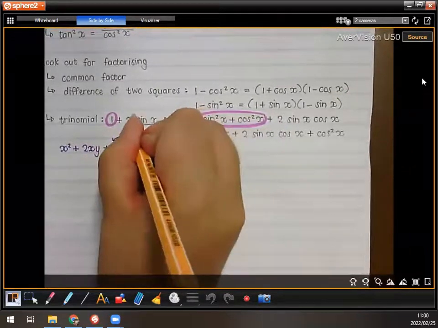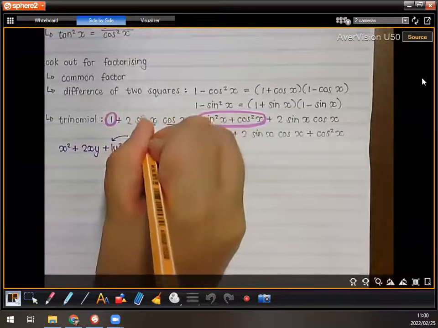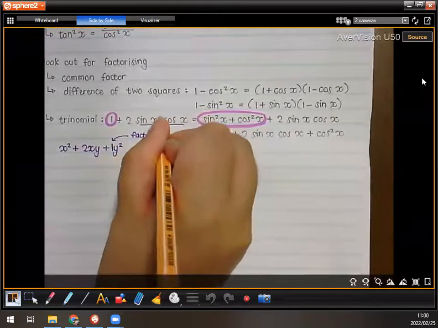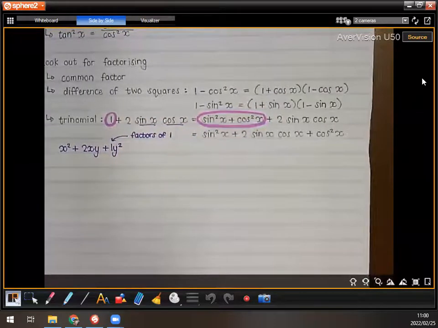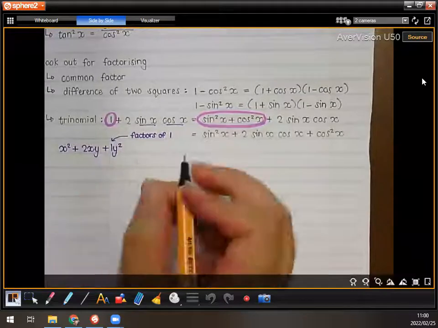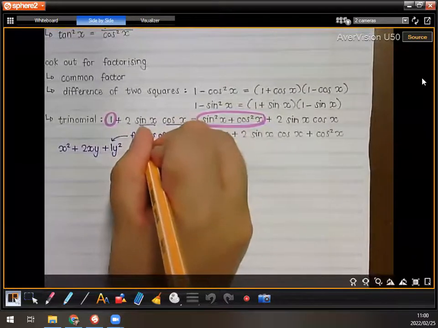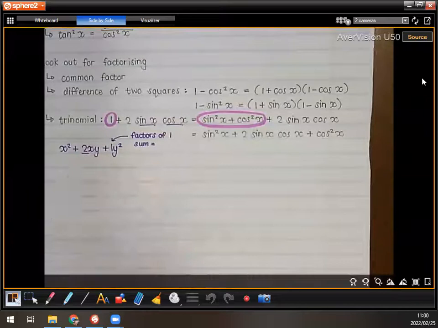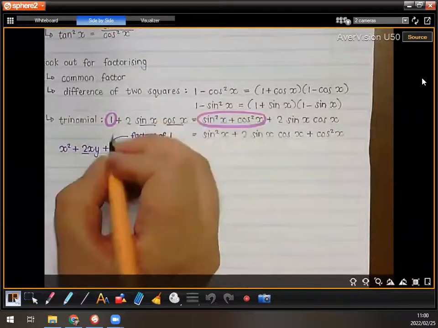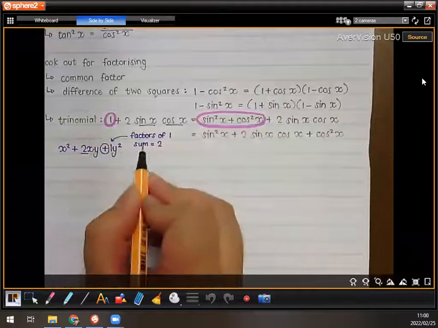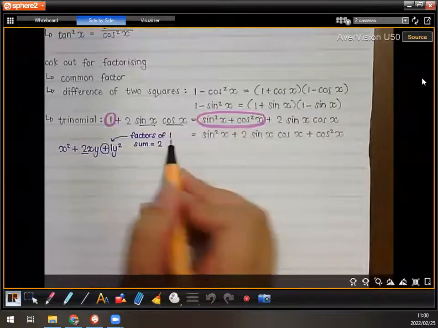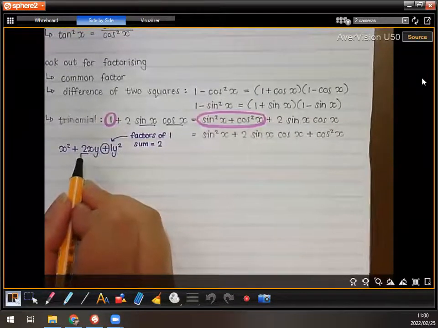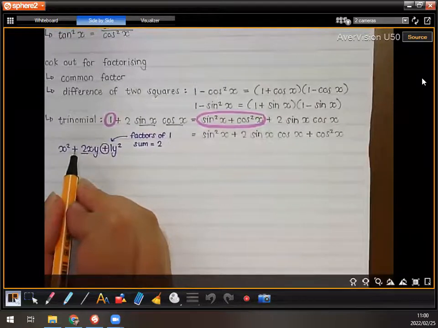We say that we are looking for factors of 1, and that's positive 1. So the sum of those factors must equal the coefficient of the middle term, the term that has both of those variables attached to it. So 2 in this case. Because that is a plus, we're looking for the sum of those factors to equal the coefficient of the middle term, which is 2.